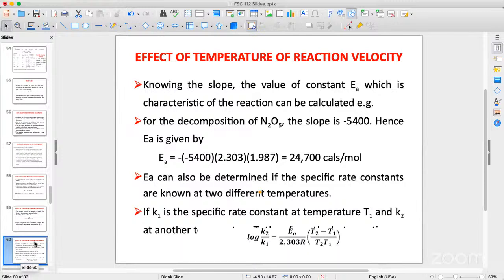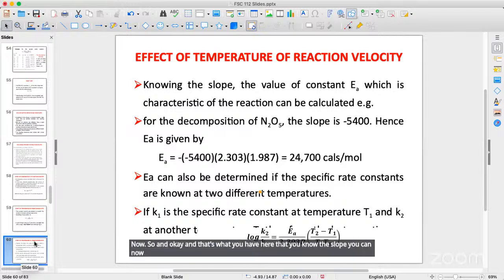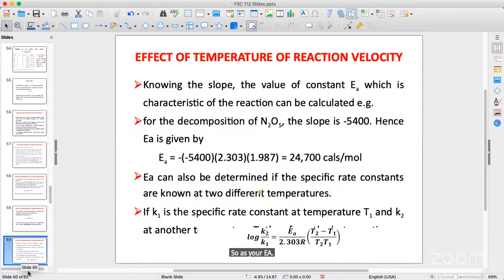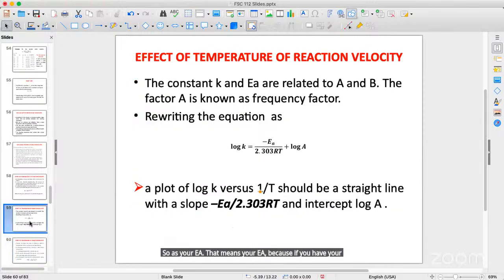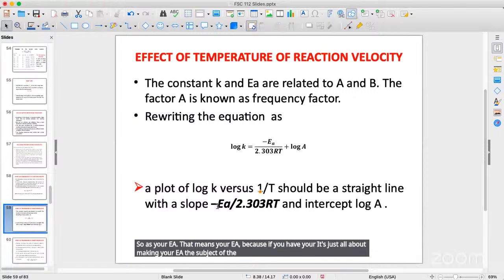And that's what you have here: if you know the slope, you can now calculate your activation energy. Now, for the decomposition of N2O5, the slope is minus 5,400, and I think it's actually written in cal per mole, really. So hence, it's just all about making your EA the subject of the formula. Your slope equals minus EA divided by 2.303 R. Then you just make your EA the subject of the formula.